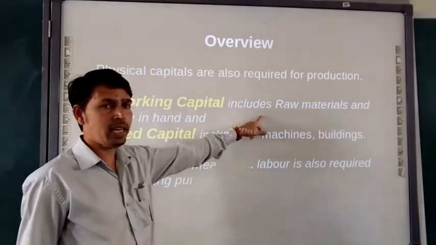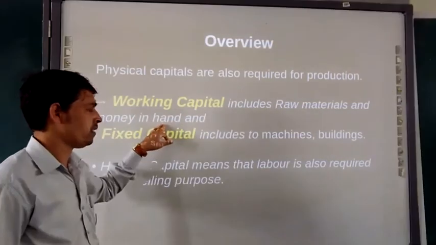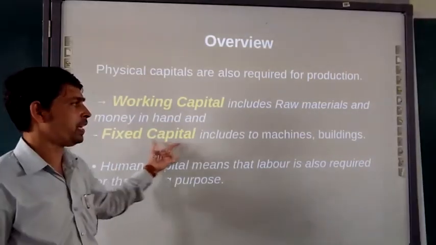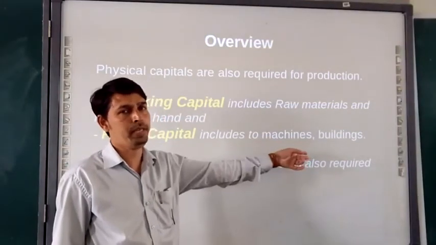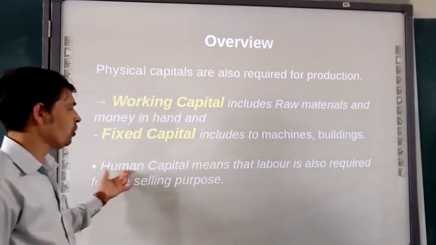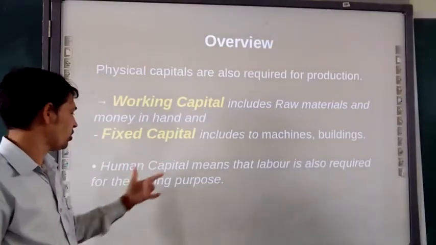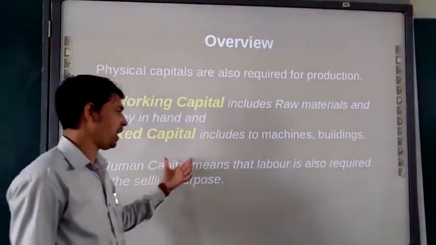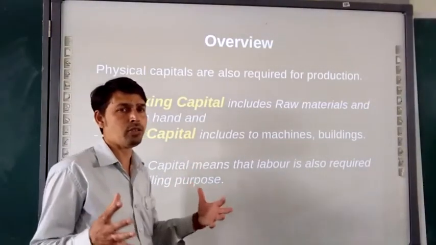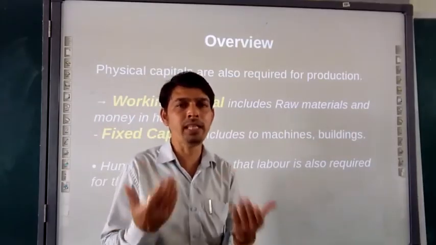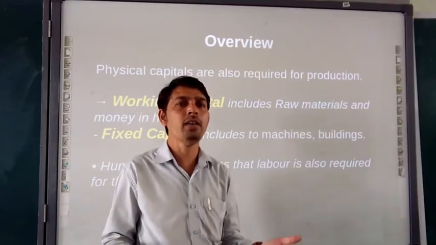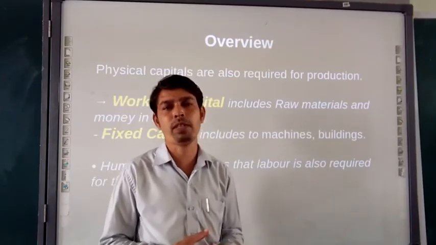The raw material is there and money in the hand, right? And the fixed capital includes the tools, machines and buildings. Next, human capital means the labor is also required for the selling purpose. That means human capital is also required for the production purpose, for which we are paying salary to the people, and we are earning much more profit from it.